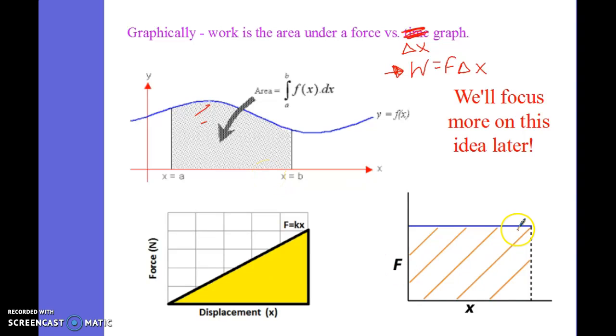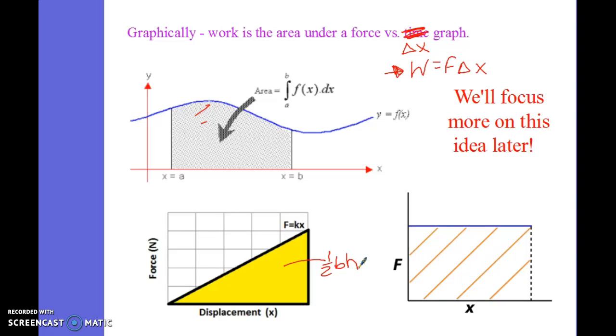Here we have a constant force, some displacement, so finding the area is as easy as doing our length times our width. However, if we have a force and displacement graph that looks like this, where it looks like the force is increasing as our displacement increases, then we have to find the area using the area of a triangle, 1/2 base times height, to get our work.